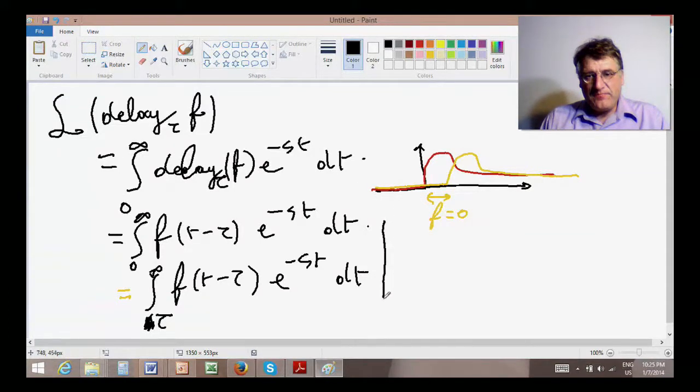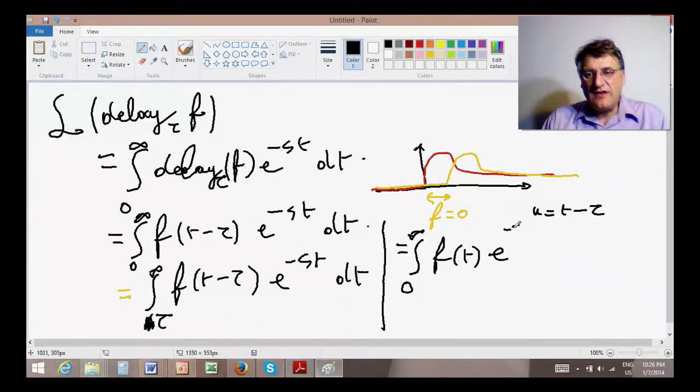Now, if you go further, the integral from tau to infinity of f of t minus tau dt, okay, if we do a change of variable, which is u is equal to t minus tau, then this will also be equal to the integral from 0 to infinity of f of t, and then here we replace the e to the minus st by e to the minus s times t, which is u plus tau.